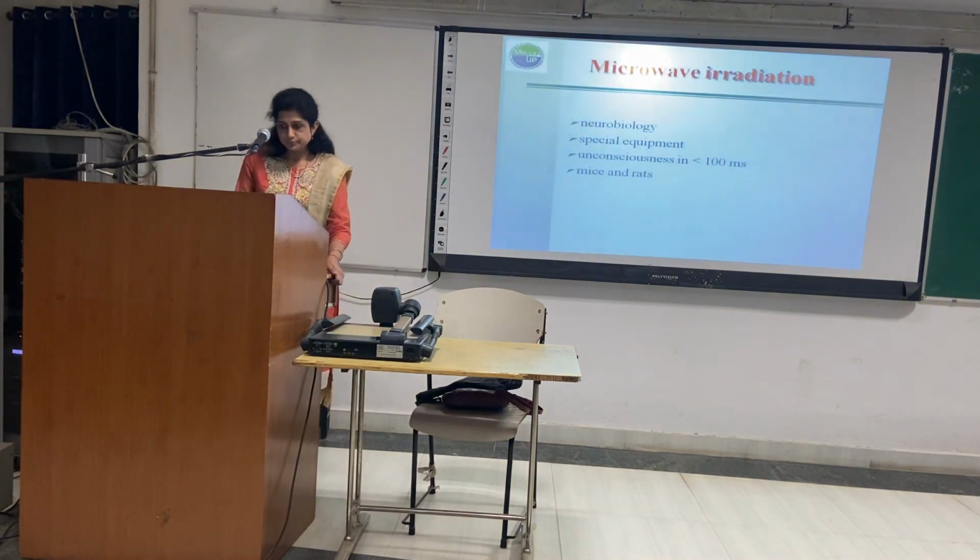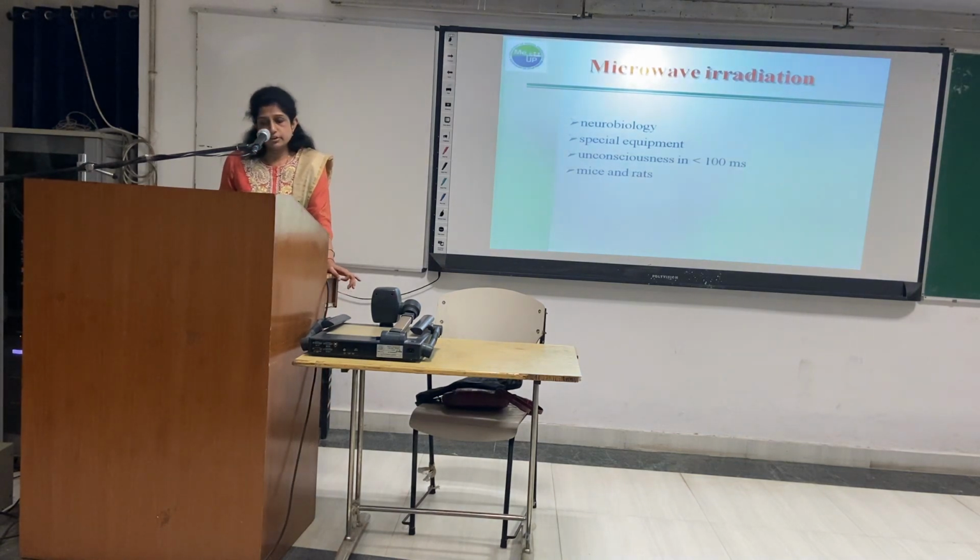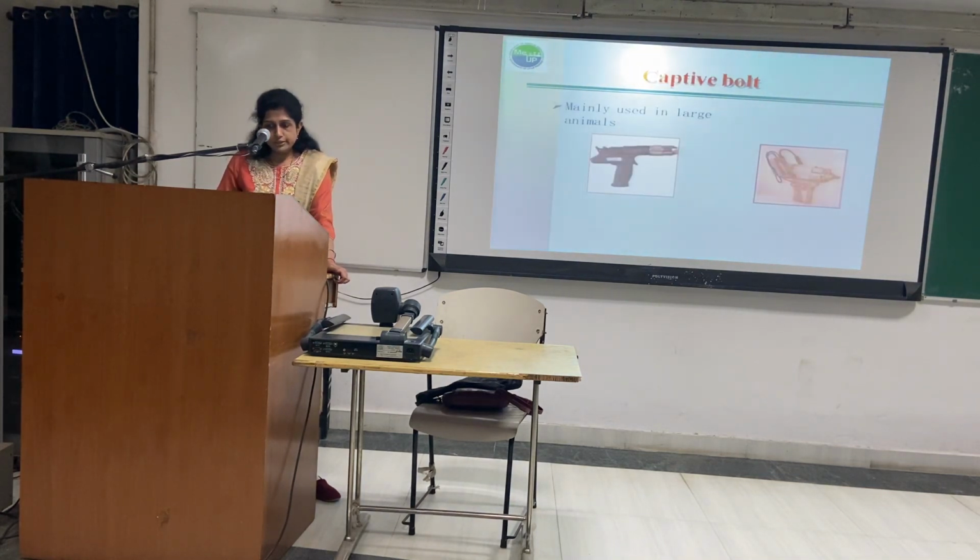Microwave irradiation. Euthanasia by microwave irradiation with the help of a focused beam instrument is performed by neurobiologists to fix the brain metabolites without losing the anatomic integrity of the brain tissue. Special equipment is needed in this. The death or unconsciousness occurs within less than a second. The instrument is only the size of mice and rats, so it can be performed in these animals with the currently available equipment. Then captive bolt or gunshot is mainly used in large animals.